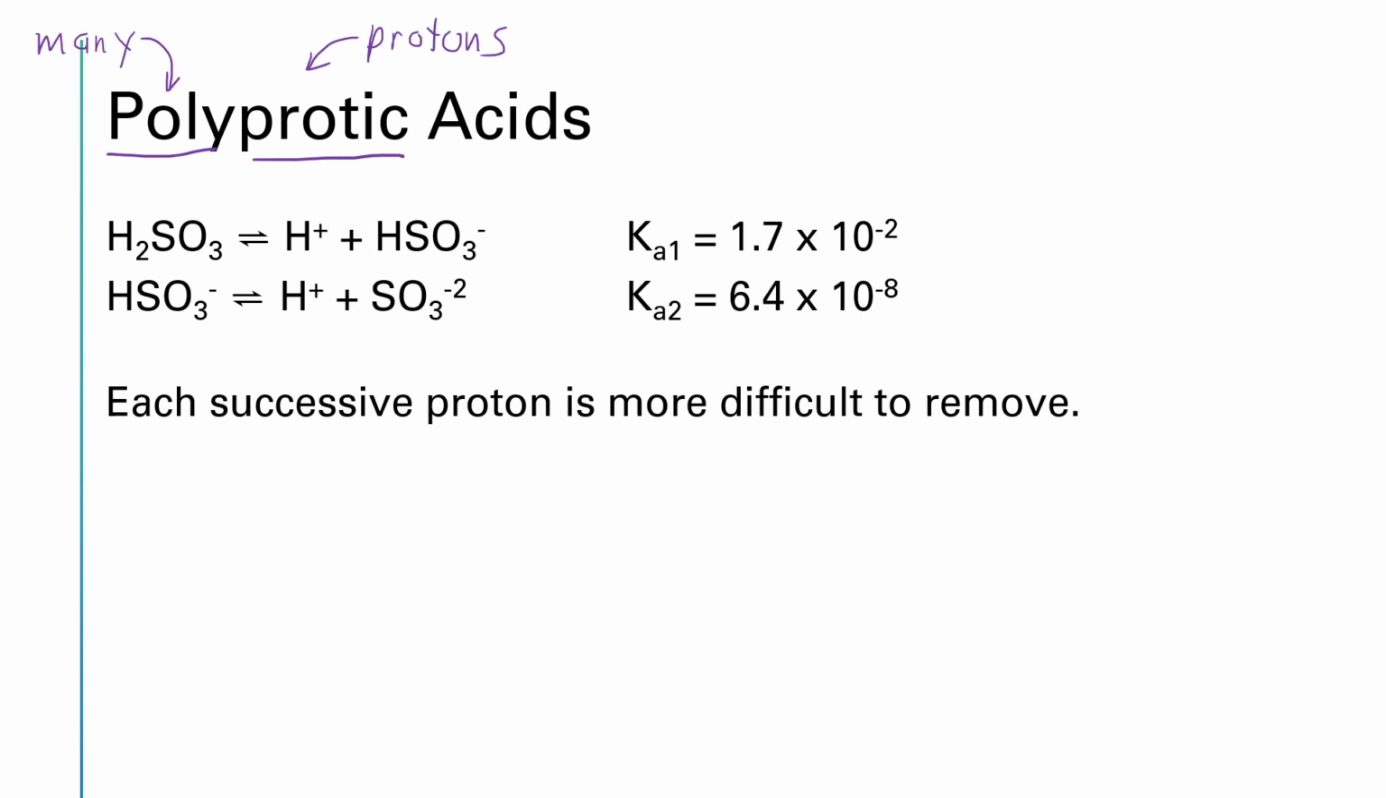Now, the thing that I wanted to point out here is that if you look at Ka1, which means the equilibrium constant for removing the first proton from this acid, versus Ka2, the equilibrium constant for removing that second proton, there's a big difference, right? There's a difference of 1,000,000 in terms of the size of these two Kas. Removing the second proton has a Ka that's 1,000,000 times smaller than removing the first proton. So what that basically means is that as you start to remove more than 1 proton from a polyprotic acid, it gets to be harder and harder and harder to remove those.